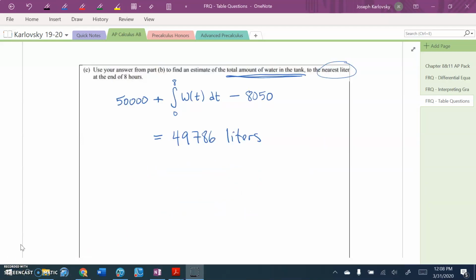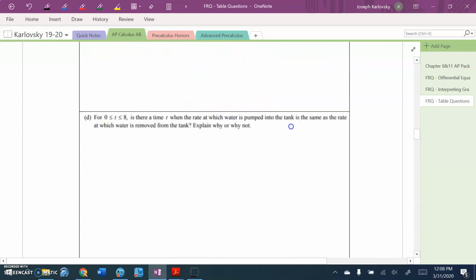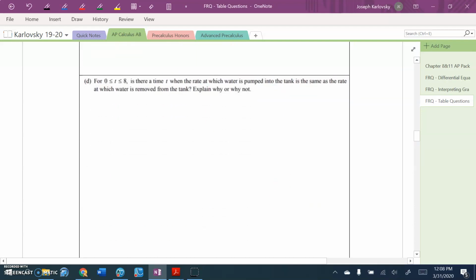Okay, and now let's move on to part D. Part D, let's read it. It says for 0 to 8, is there a time t when the rate at which the water is pumped into the tank is the same as the rate at which water is removed from the tank, and explain why or why not. Now, when I first look at this problem, I like to just go, oh, this means I want to know, does W of t ever equal R of t? Right? Because I say it's the same. However, how can we answer this question?